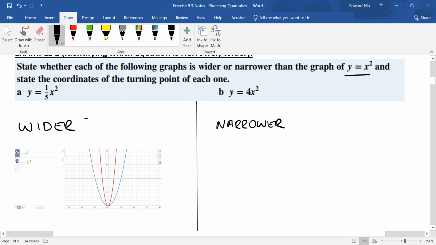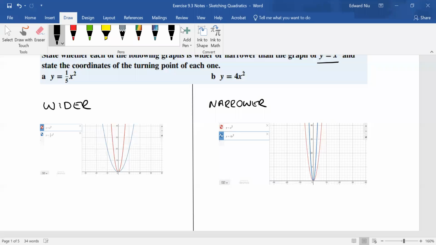All right. So just to show you on the graph, let me just pause this again. Right, and I've sketched the two comparisons on Desmos once again. Again, we're just identifying whether or not the y equals 4x squared is narrower or wider. And as you can see here in blue, we've got y equals 4x squared. That's within the y equals x squared line, so it is therefore narrower.